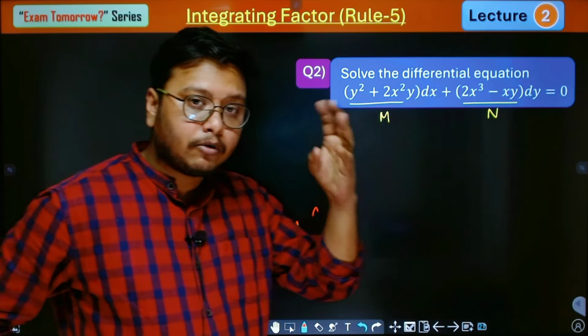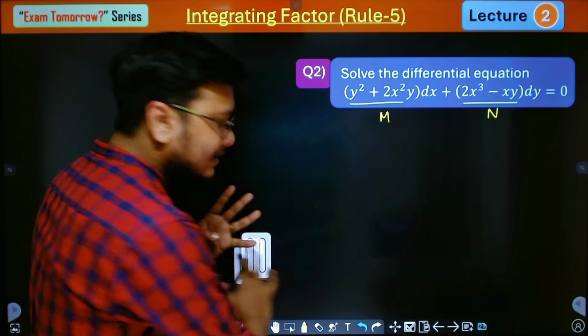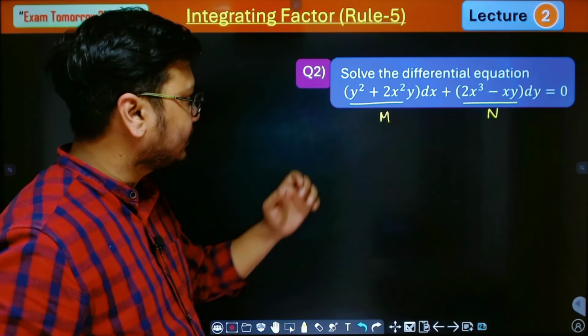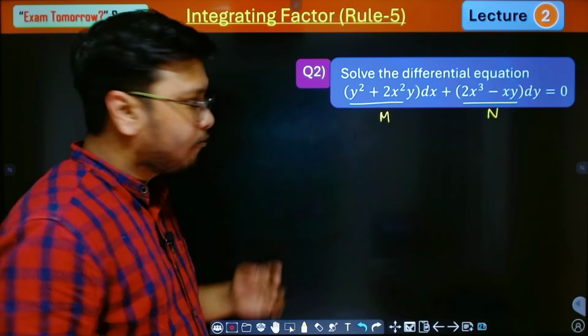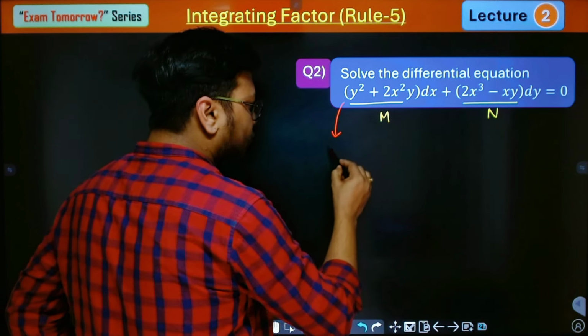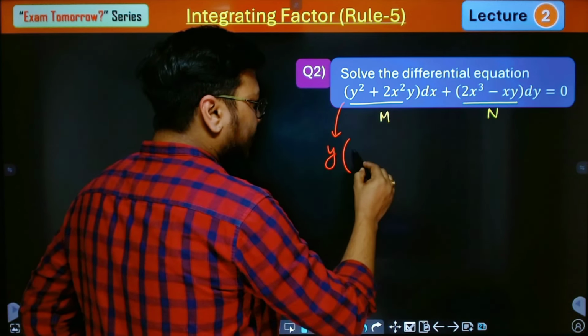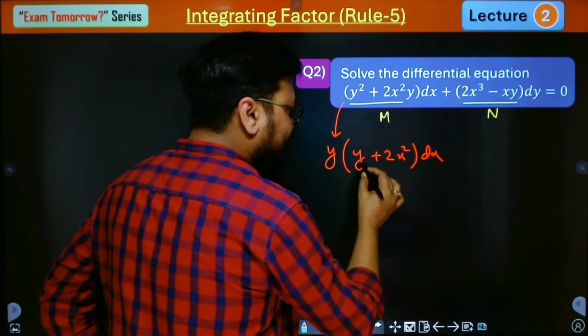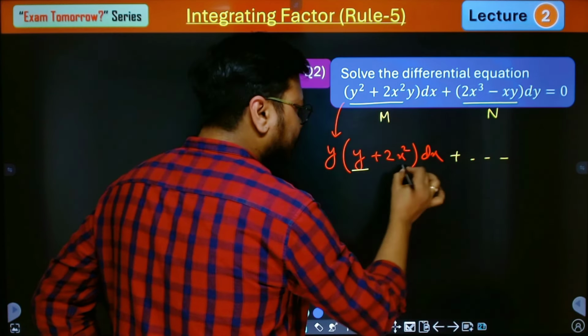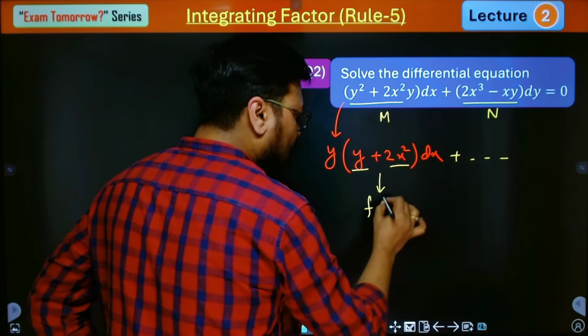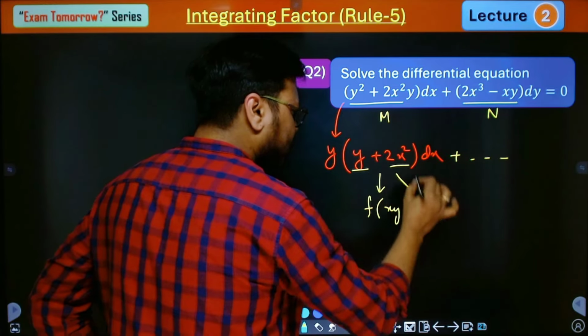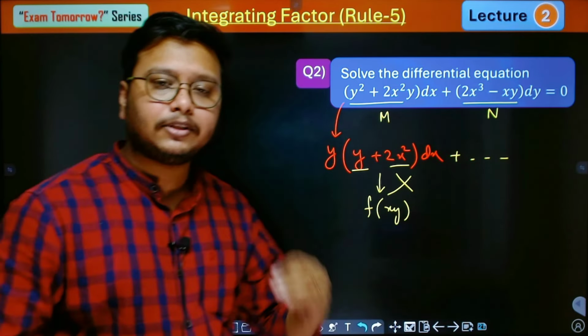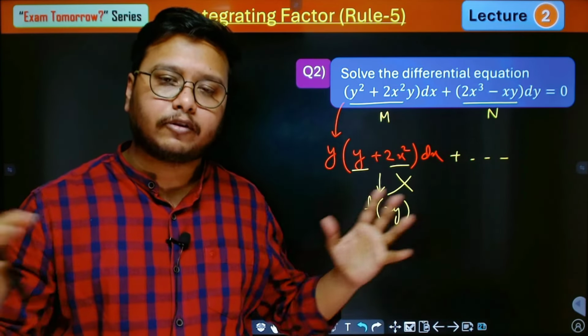Let's now think about rule number 4. Basically the rules that can be observed from the question. For rule number 4, if I take y common, that means I will be left with y plus 2x square dx, and I'm not writing the other part. So this is not a function of xy, right? This is not a function of xy. So that means rule number 4 is also out of the picture.